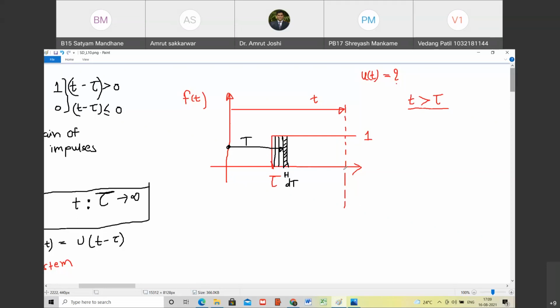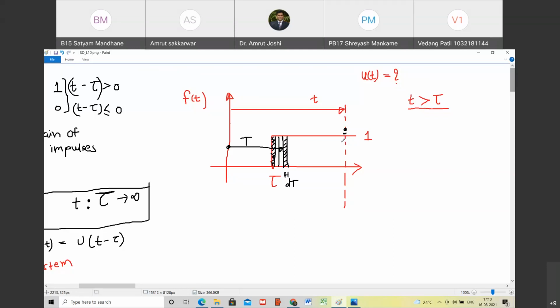When I go on changing T, I get a new impulse. Do you agree with me? Yes, sir. Now mind you, this first impulse, which I will show with double hatching so that there is no confusion, is going to have some u of t at time t. Similarly, the second impulse is going to have some u of t at time t. Third impulse, fourth impulse, fifth impulse, nth impulse is going to have some effect on u of t at time t. Do you agree with me?